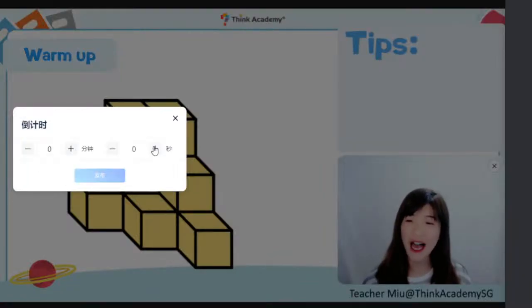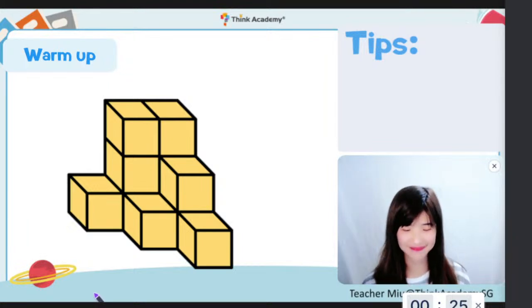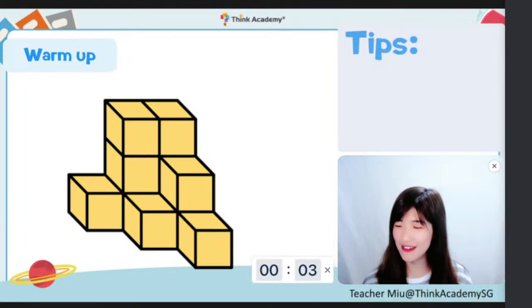Guys, what do you think? How many cubes are there in the figure below? You just count. All right, I got some correct answers, some crazy answers. All right, sorry. We still have like 3 seconds. All right, I got different opinions. Okay, so guys, how can we count the cubes? Are you counting it one by one?